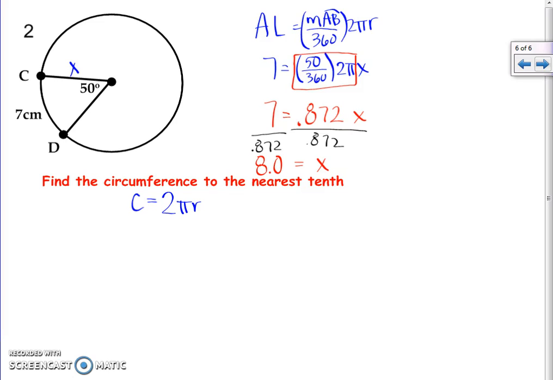Can we now solve this problem at the bottom? Very easily, right? So we've got C equals 2 pi 8. C equals 50.3 centimeters. Questions there?